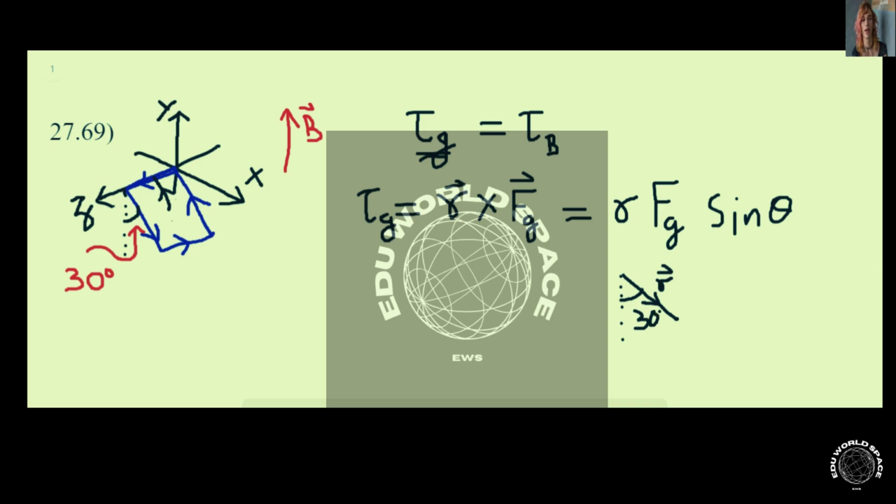And the force of gravity always acts downwards. This is F sub g, and that's just mass times the acceleration due to gravity. That's just mg. So if I plug this mg in here, note that the angle between r and F sub g is just 30 degrees, just this angle.